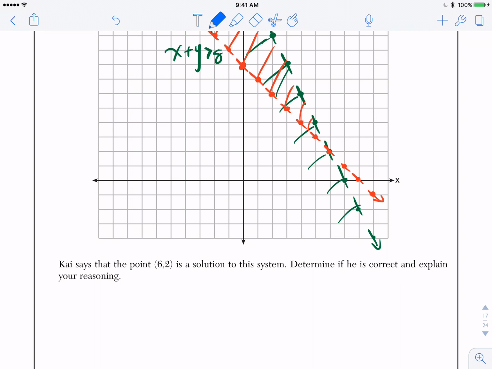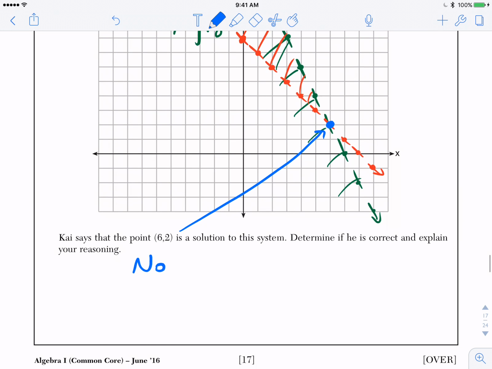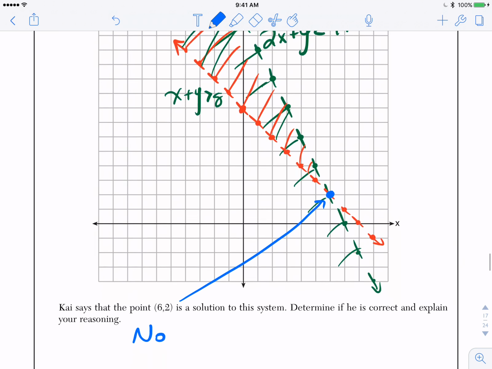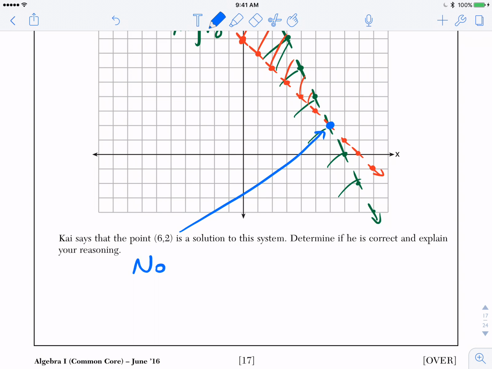So (6, 2) is 1, 2, 3, 4, 5, 6. (6, 2) is located right here in blue. So is he correct? We could say no, he's not correct. It's not in the solution region. It is where the two lines intersect. So if it was a system of equations, you'd be perfectly correct. We have dotted lines here. That again relates to the inequality symbols we have. So we could say no, (6, 2) is not a solution, simply based on that reason. So no, Chi is not correct, or Chi is incorrect.